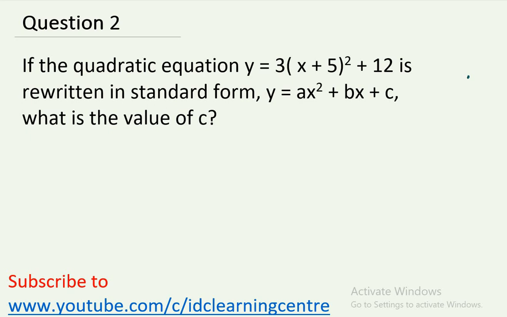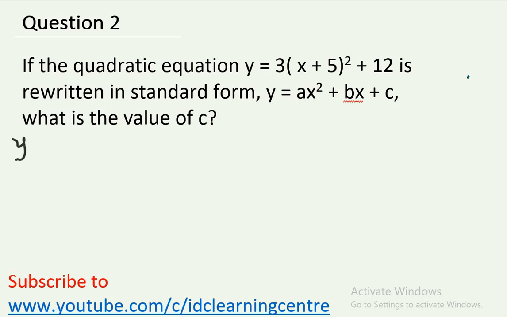Question number 2 says, if the quadratic equation y equal to 3 bracket x plus 5 close bracket squared plus 12 is rewritten in standard form, y equal to ax squared plus bx plus c, what is the value of c? Okay, so we can use foil to expand the factored form of the quadratic into standard form. Let's just solve.